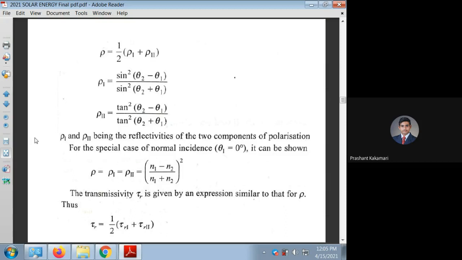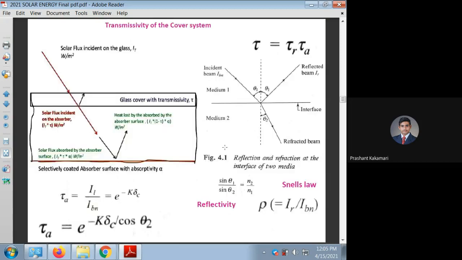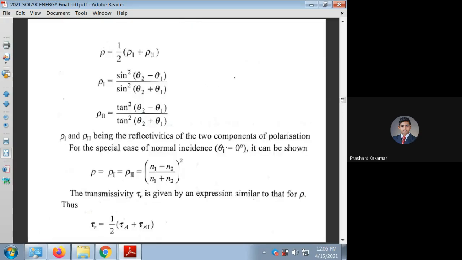Similarly, in case the radiation is normal incidence, normal to the vertical line, meaning when the sun is at zenith, theta 1 will be 0 degrees. See this example. When theta 1 is 0, the sun is at zenith. At that time, we can neglect the sine and tan and write it using the refractive indexes. So rho 1 will be equal to rho 2 in that condition, and the reflectivity values are the same. I can write it using refractive indexes only, that is, (n1 minus n2) by (n1 plus n2), whole square. So when the sun is at zenith, this equation can be used.